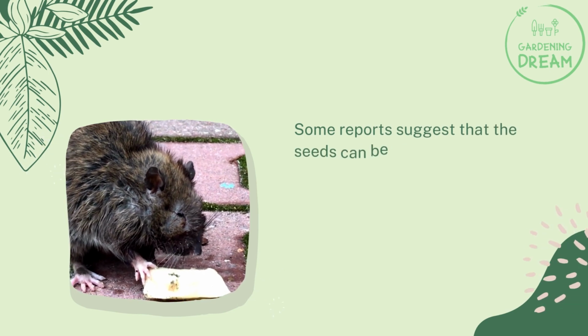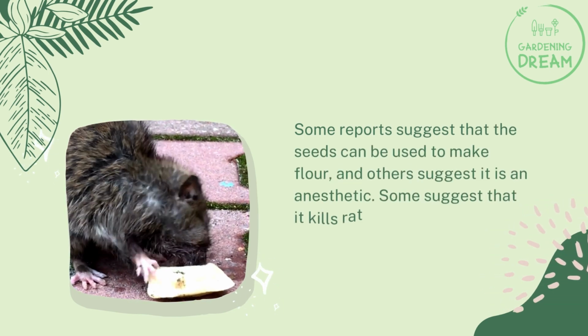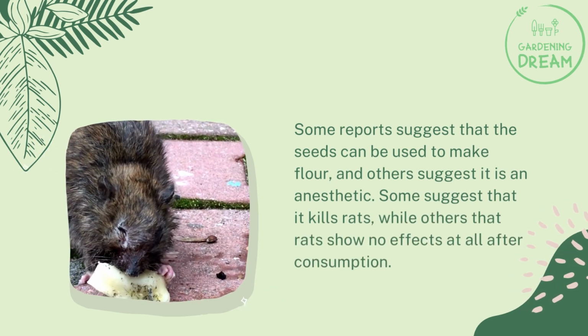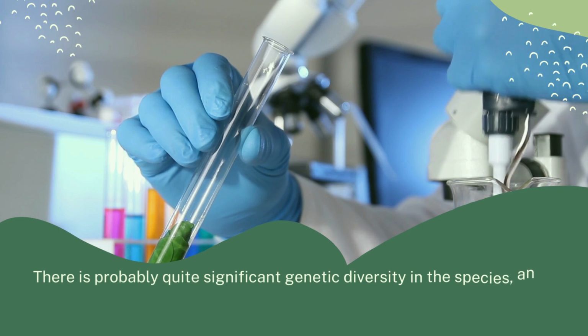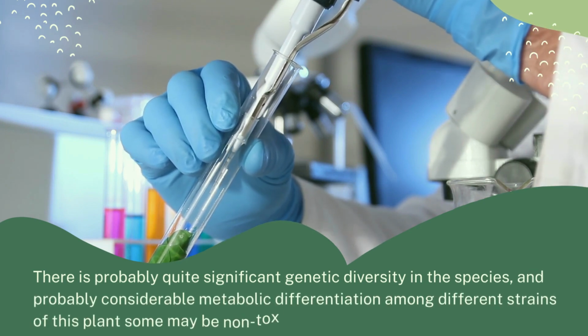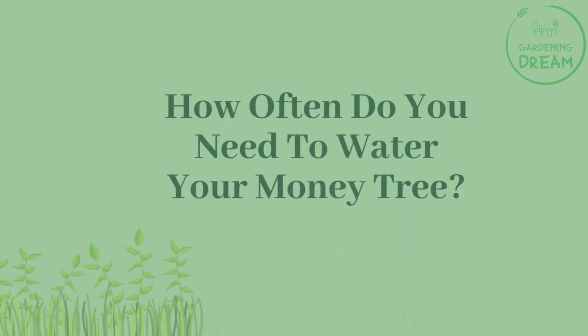Some reports suggest that the seeds can be used to make flour, and others suggest it is an anesthetic. Some suggest that it kills rats, while others say that rats show no effects at all after consumption. There is probably quite significant genetic diversity in the species, and probably considerable metabolic differentiation among different strains of this plant. Some may be non-toxic, and others toxic.